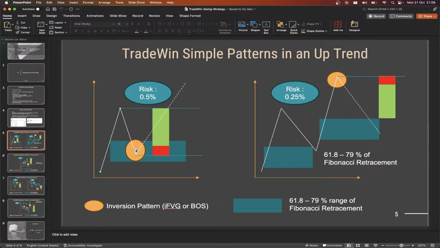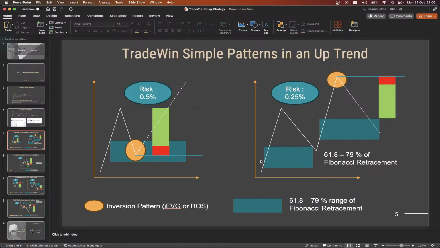So how do I do that? I'm waiting for the retracement in this range, the blue range you see there. I'm waiting for an inversion pattern to be formed. It can be an inversion fair value gap or break of structure. And then I enter, for example, here long, reaching the previous high. Okay, here the reward to risk ratio is most of the time greater than 2, sometimes 3 or more. That's the kind of reward to risk ratio I target.